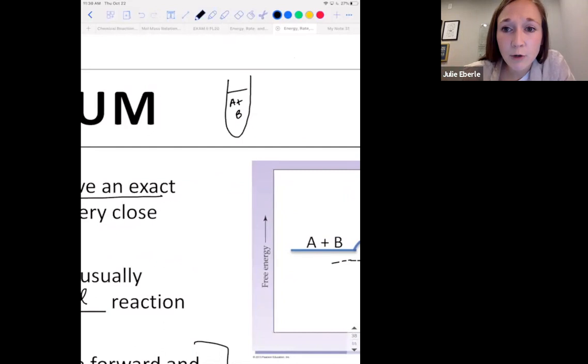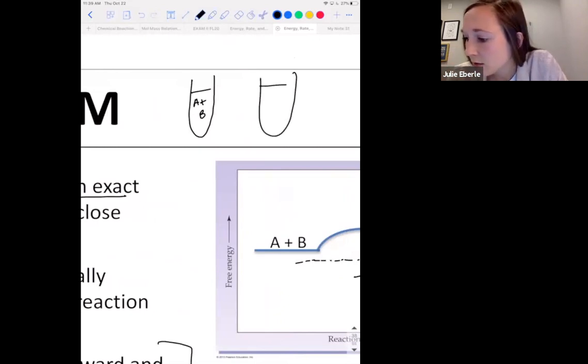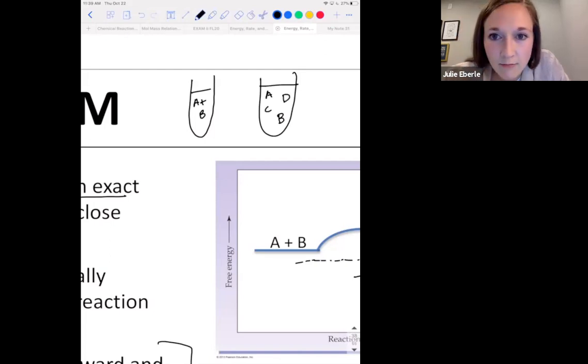Well, the rate of the forward reaction is going to be dominant here. You're only going to make C and D, okay? So the rate of the forward reaction will be very fast because you have tons of A and B and they're all colliding and you're making some C and D. Well, eventually, you'll have a test tube that looks like this. You'll have a few molecules of A and B, but you'll also end up with a few molecules of C and D, all floating around, okay?